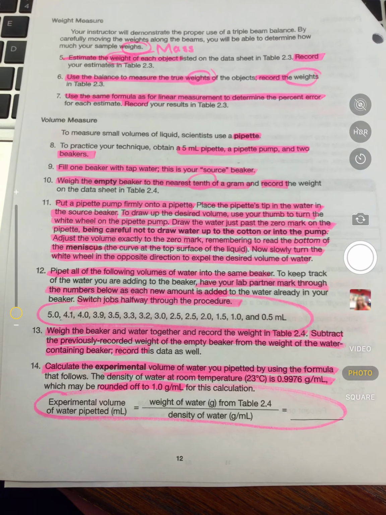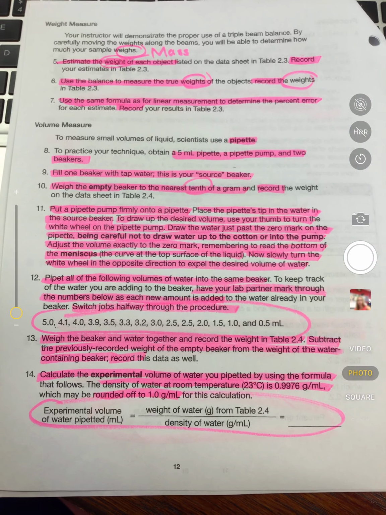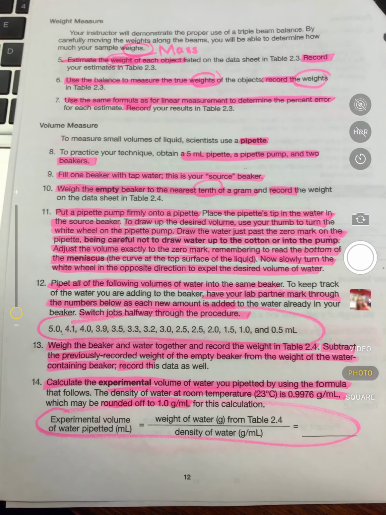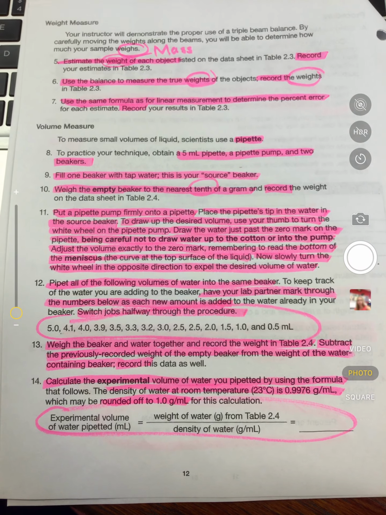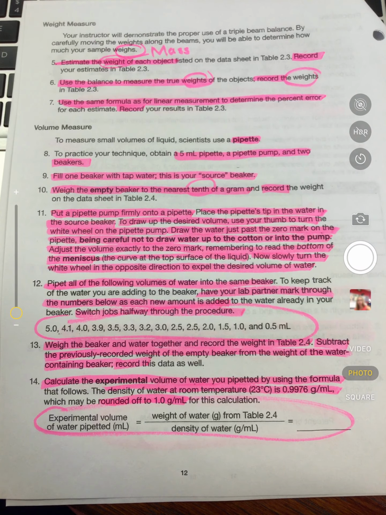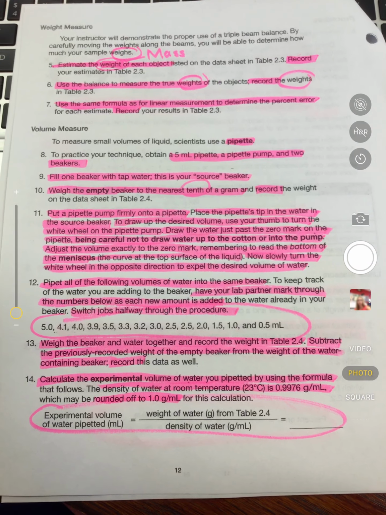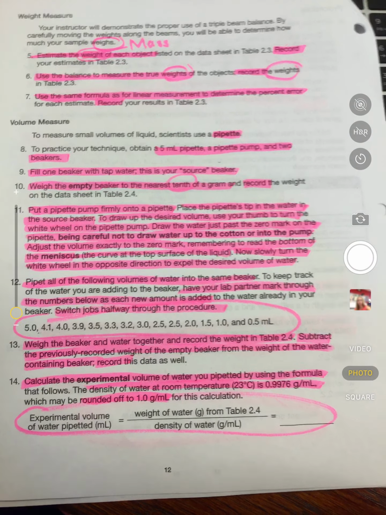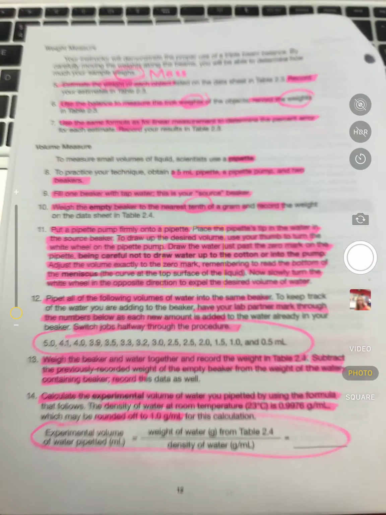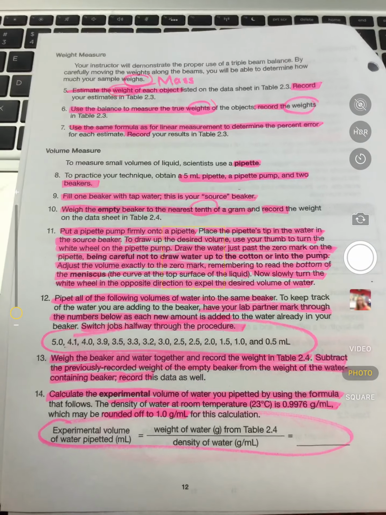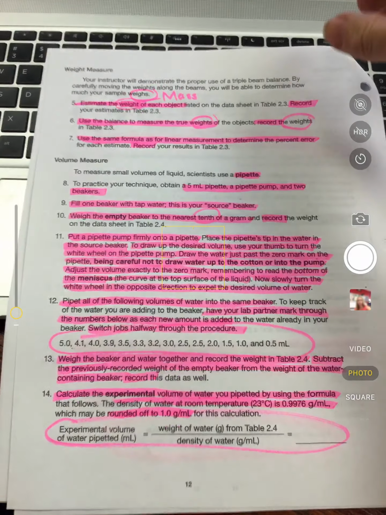You'll pipette those out one at a time into the empty beaker, and then you'll switch halfway through so your partner can also pipette it down, and you can mark them out as you go. And we'll go over how to pipette in class for step number 11.